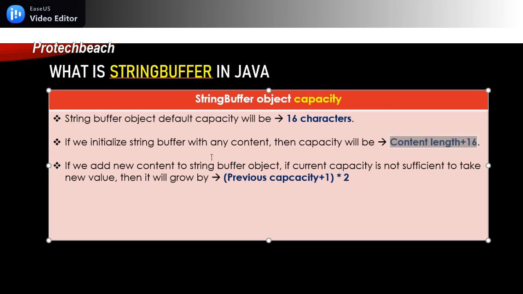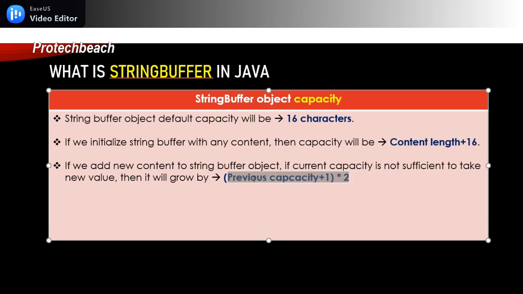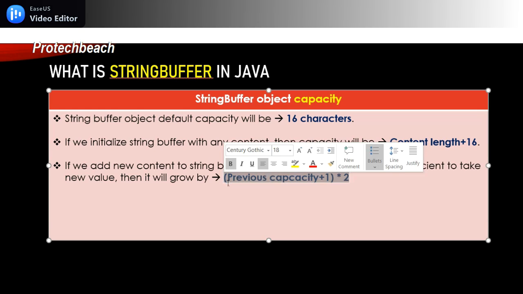Now suppose we didn't pass any parameters, but we added some data after that. The capacity will be set to something like (previous capacity + 1) * 2. This is the formula for the new capacity of the StringBuffer.